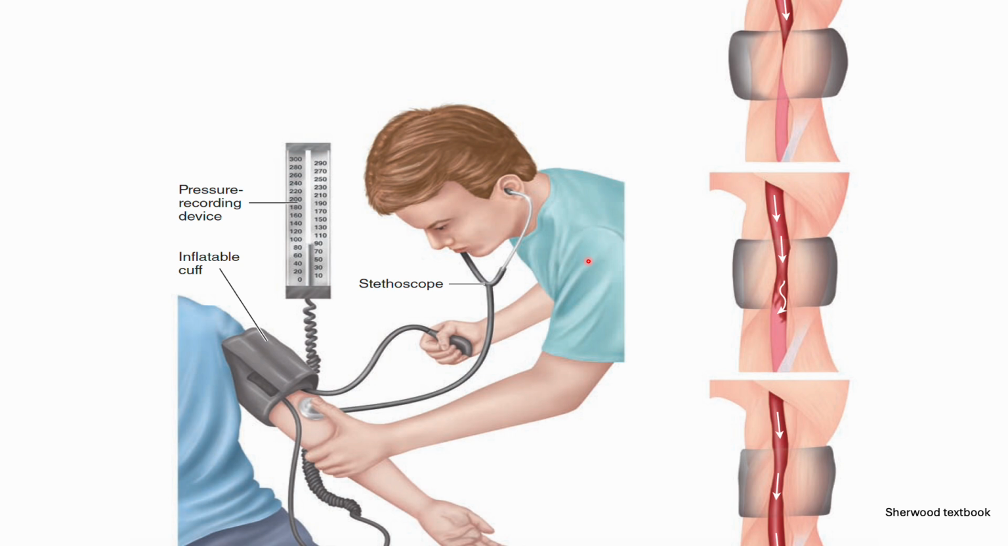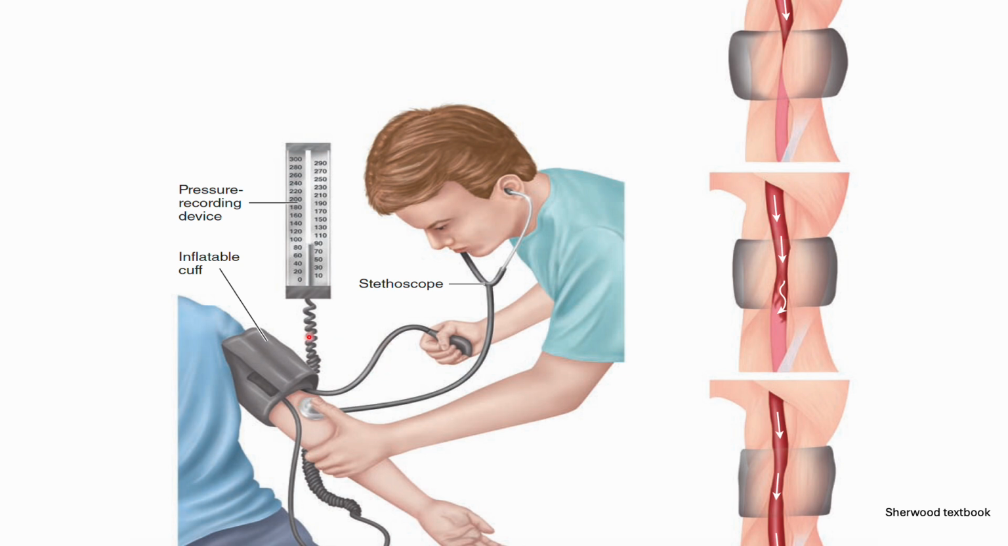So generally, laminar flow is silent, whereas turbulent flow is audible. This is where we hear the bruits, the murmurs, and all the sounds in the cardiovascular system that we can hear with the stethoscope. It's also the basis for the auscultatory method of measuring blood pressure.